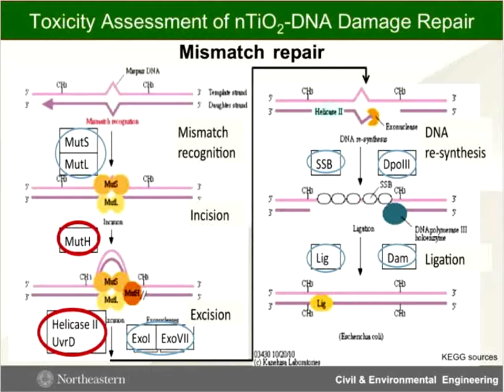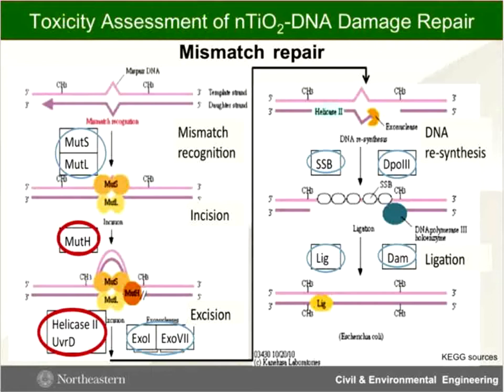Then they hold on to the DNA, not only recognizing it but also helping to initiate the incision, and with the help of the helicase UvrD and excision enzymes, the mismatched piece is cut off. Then SSB, another gene, whose enzyme helps hold the single-stranded DNA of the template strand in place, allows the DNA polymerase to work on the complementary strand to make the complementary DNA.